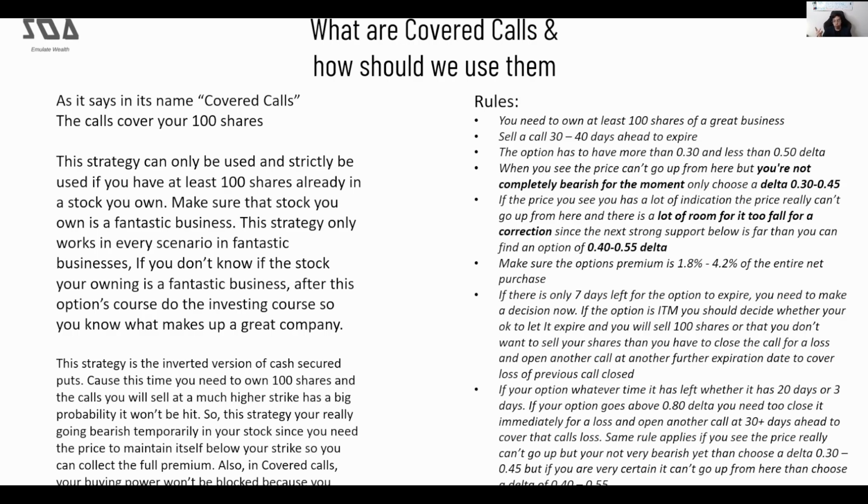whatever call comes after the first one, it's a similar rule. If your first call lost because the price went up, you close the position for your loss and you want to roll another one, then you need to make sure of where the current price is at right now. If it's not very bearish yet, but it's likely to go down, then choose a delta of 30 to 45. But if it's very bearish, then choose one that's 40 to 55. That's all. It applies no matter how many times you roll it.